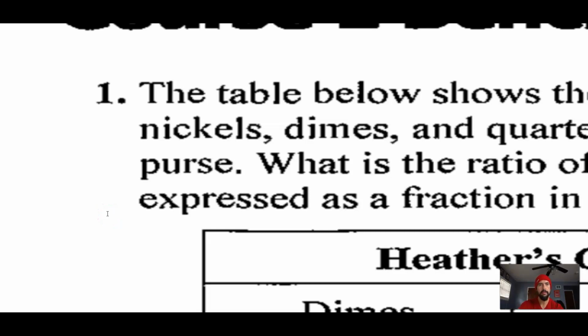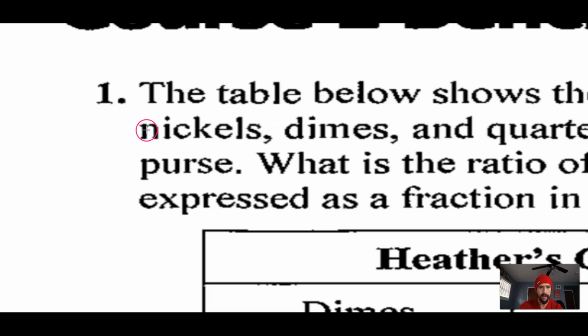Hello everybody, here to work out some of the Course 1 benchmark test, first quarter, chapters 1 through 3 assignment here. So if you look at number 1, it says the table below shows the number of pennies, nickels, dimes and quarters that Heather has in her purse. What is the ratio of dimes to nickels expressed as a fraction in simplest form?